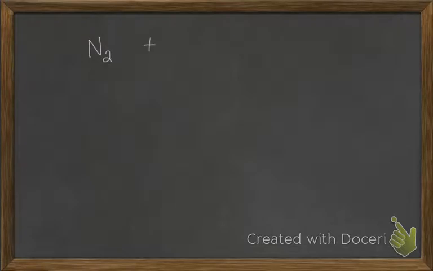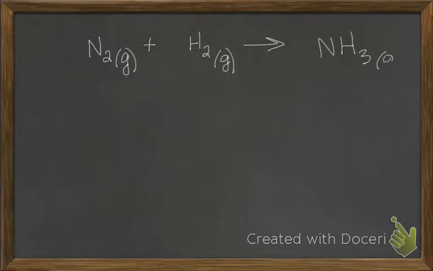Nitrogen and hydrogen combine to make ammonia. Now, ammonia is one of those common names. Another name for ammonia, if we were following those rules, would be nitrogen trihydride. But ammonia is NH3. That's a common name, ammonia. Nitrogen is a gas at room temperature. Hydrogen's a gas at room temperature. And our ammonia is also going to be a gas at room temperature.